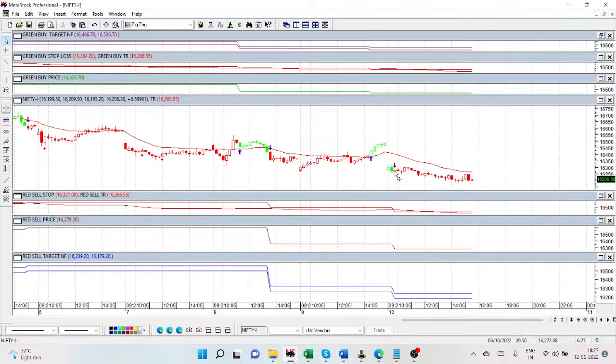Now, the 15-minute chart gave me a sell on Friday morning at 9:50. That has given me a trade, and my sell price is already shown here. On the 15-minute chart the sell price was 16,279. My stop loss at that time was 16,321, and I'm looking at the downside from this position as 16,239 to 16,179.